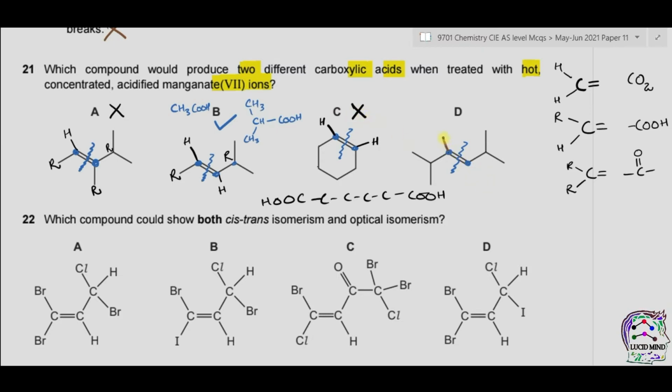In part D, again we have one hydrogen atom and one alkyl group on this carbon, and one hydrogen atom and one alkyl group on this carbon. As we can see that on both sides we have the same alkyl groups attached, the carboxylic acids formed will be the same. So D is incorrect. The correct answer is therefore B.